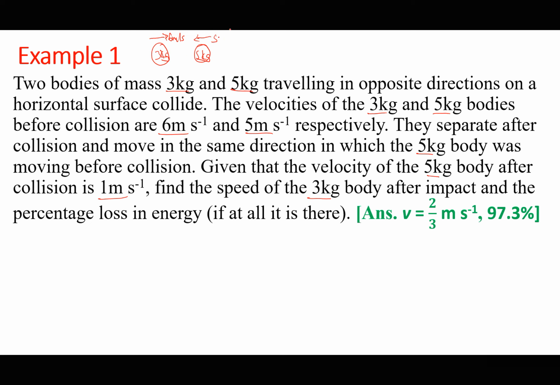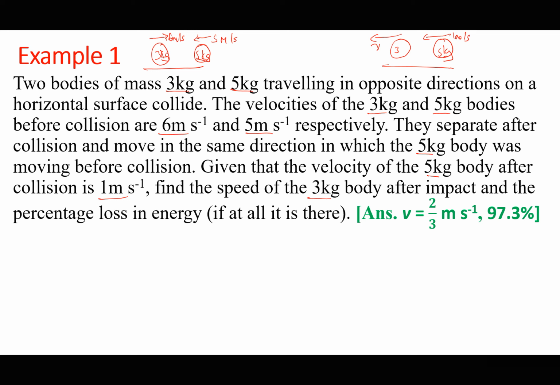So let this be 5 meters per second. After collision, they separate and move in the same direction in which the 5 kilogram body was moving. So it was moving to the left. Let the speed of this be v for 3 kilograms, and let this be 1 meter per second for the 5 kilograms. So this is before and this is after. Given the velocity of the 5 kilogram body after collision is 1 meter per second, find the speed of the 3 kilogram body after the collision.